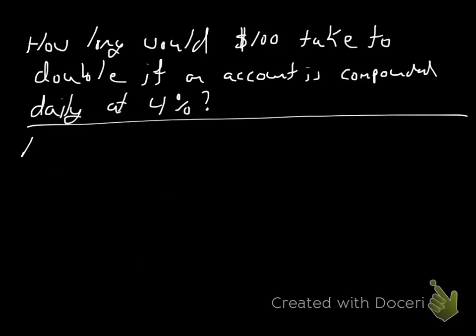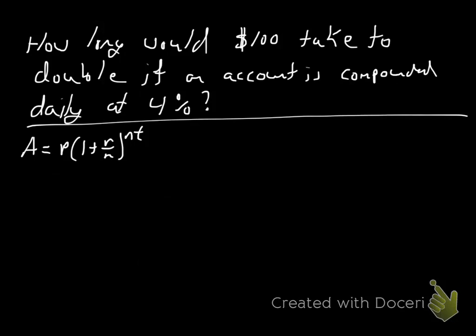All right, let's look at another scenario. Let's say that you want to know how long will it take $100 to double if an account is compounded daily at 4% interest. So I don't see the word continuous anywhere, so we're going to use A equals P(1 plus r over n) to the nt.